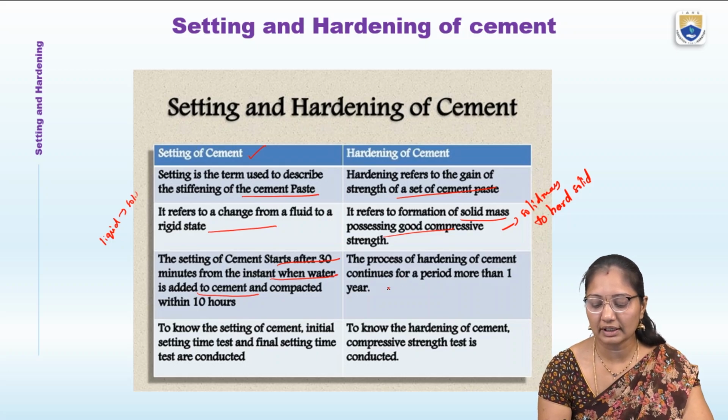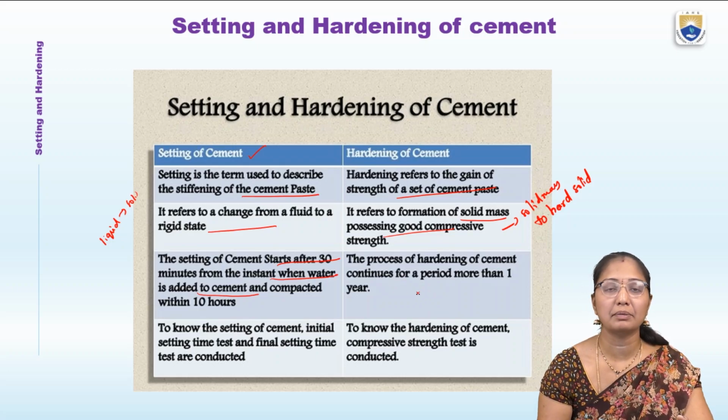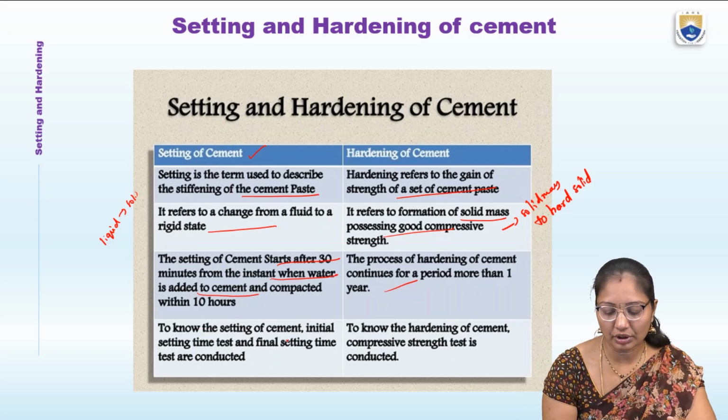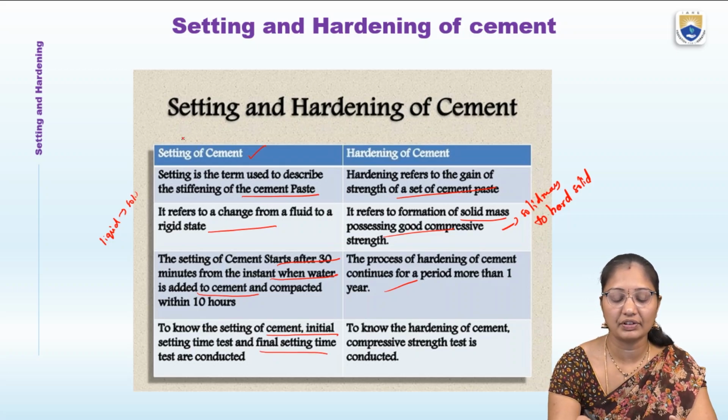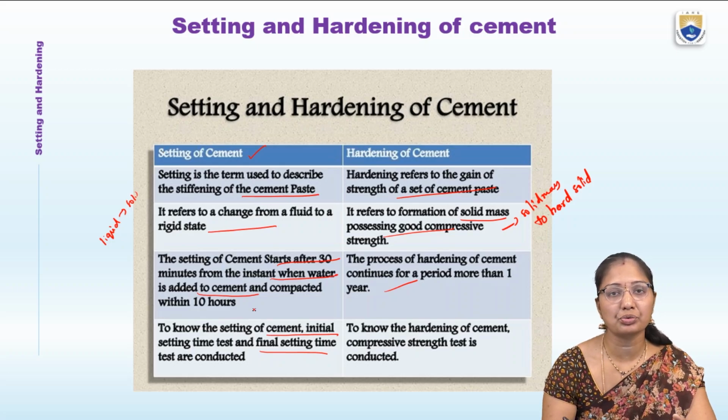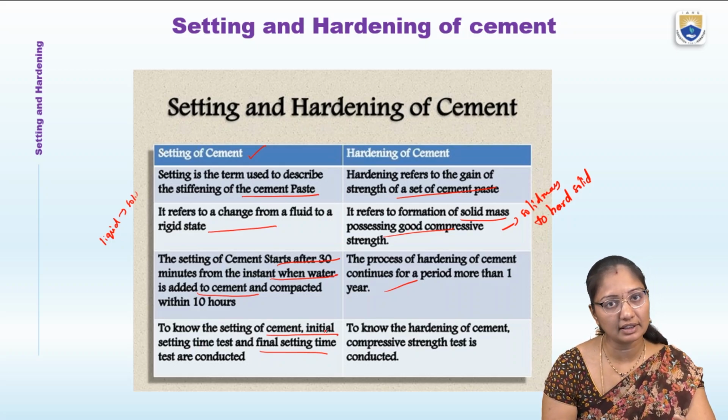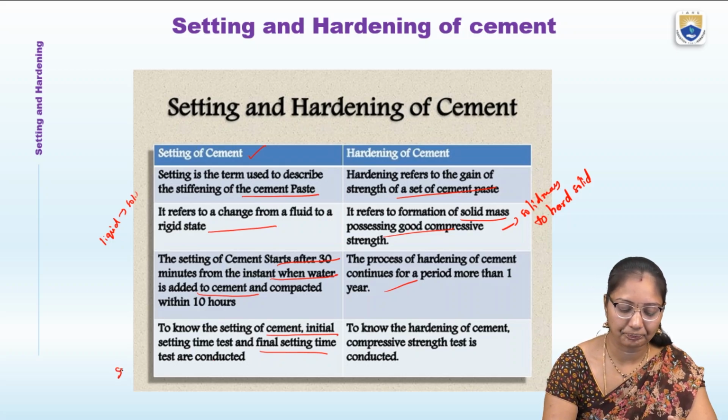The process of hardening of cement continues for more than 1 year. So it is a long process. To know the setting of cement, the initial setting time test and the final setting time test are conducted, which give the setting time of a cement.